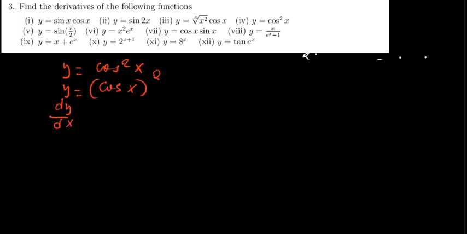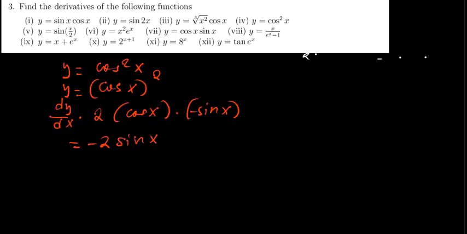Now let us look at the fourth one, cos squared x. So now how do we differentiate this? We use what we call the chain rule. So this is the same as cos x, all squared. The chain rule states that you drop the power, you keep this constant, the power reduces by 1, times the derivative of what is inside, which is negative sine x. So that is going to be negative 2 sine x cos x.